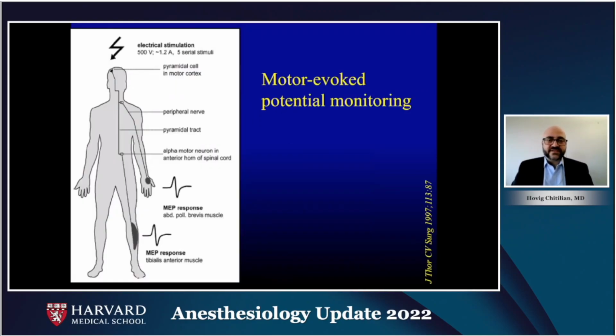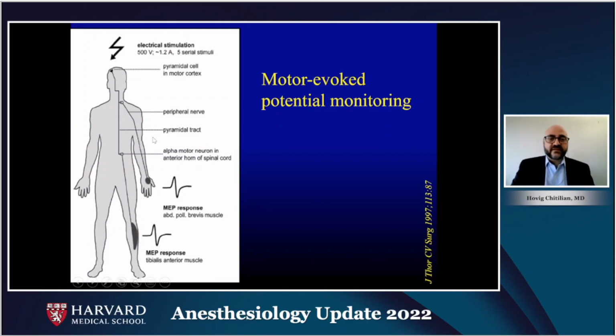So the last strategy I'm going to touch on is motor evoked potential monitoring. Motor evoked potential monitoring is conducted to assess the integrity of the spinal cord and to aid in the detection of spinal cord ischemia, with the goal of allowing the surgical team and the anesthesia team to implement strategies to mitigate the ischemic insult as it's happening.